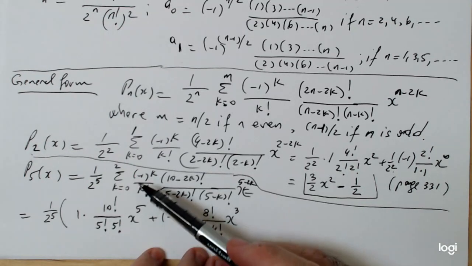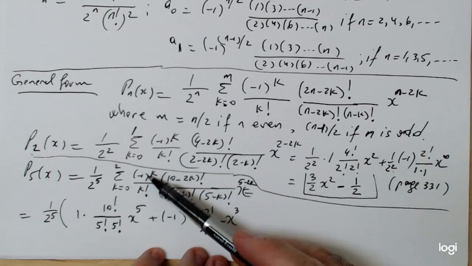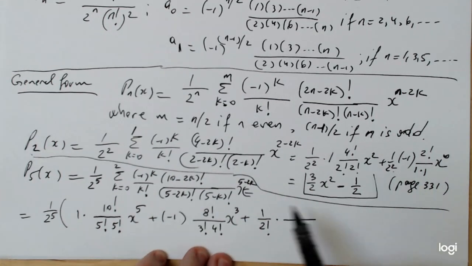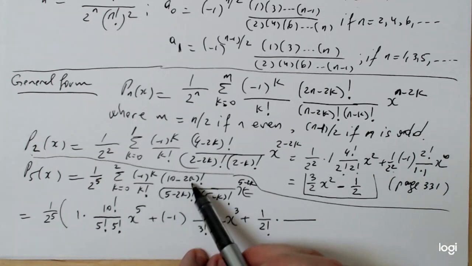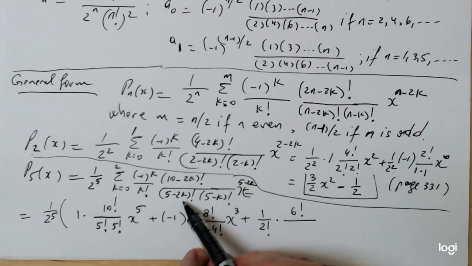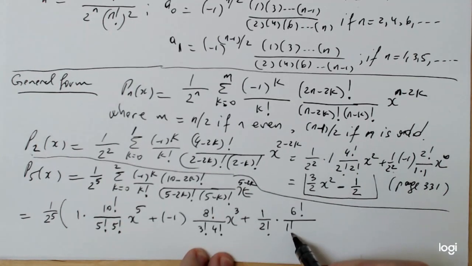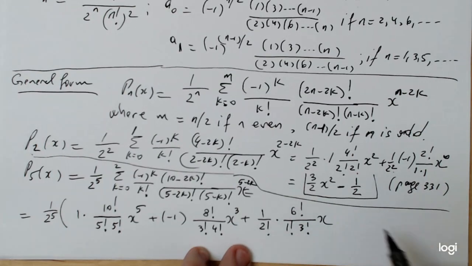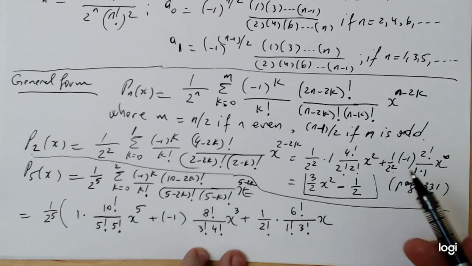Moving along, if k is equal to 2, minus 1 squared is 1. So we're going to have 1 over 2 factorial. This guy becomes 10 minus 4, 6 factorial. 5 minus 4, that's 1 factorial. 5 minus 2, 3 factorial. And then x to the 5 minus 4, which is 1.